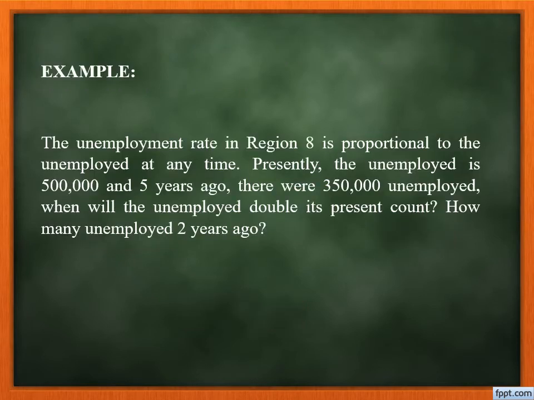So let's have an example. The unemployment rate in Region 8 is proportional to the unemployed at any time. Presently, the unemployed is 500,000. And 5 years ago, there were 350,000 unemployed. When will the unemployed double its present count? How many unemployed were there 2 years ago?